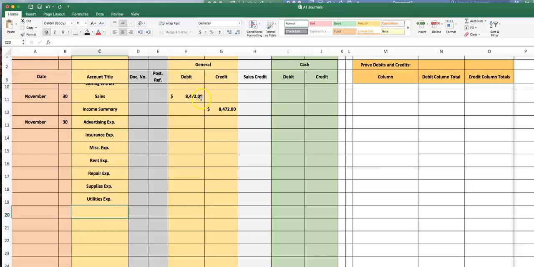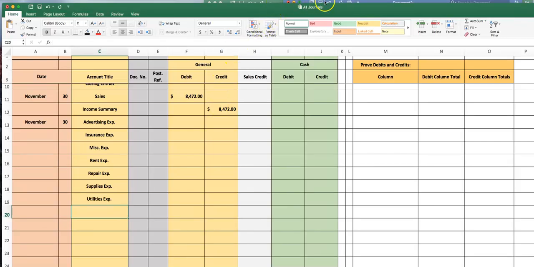So to bring it to zero, we have to put in a single entry here, sales, in the debit column to bring it to zero. So we have to put the full amount of sales into the debit column, and then the debit and credit would wash out. To equal up debits and credits in the journal, we put in this income summary credit so that we have a two-part transaction here with sales and income summary, one part debit, one part credit. So in our journal, debits equal credits.